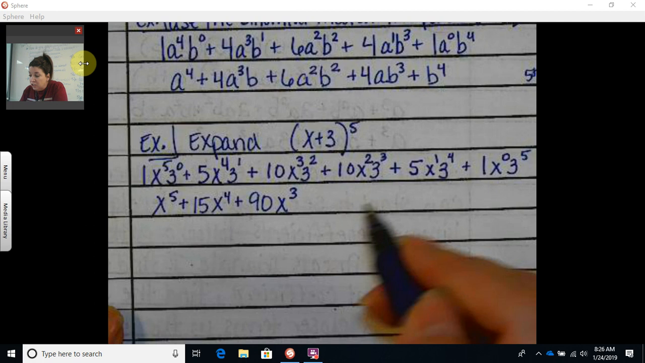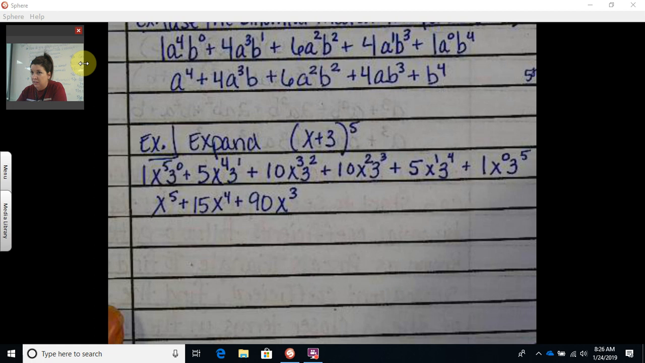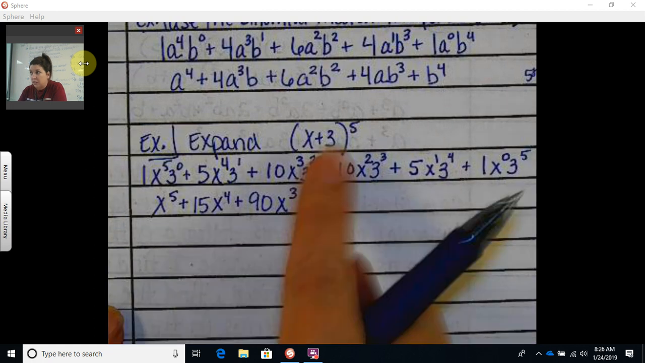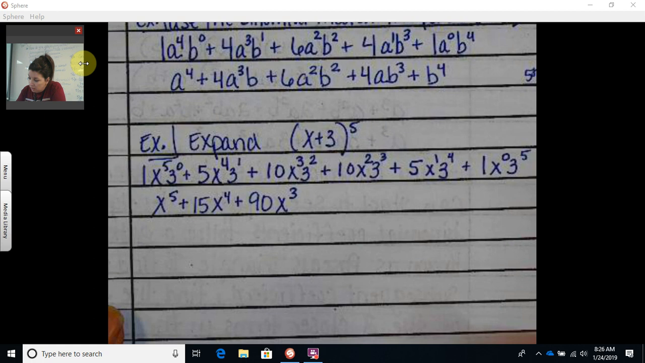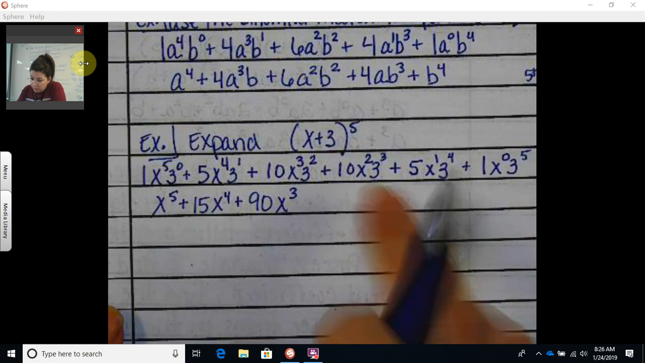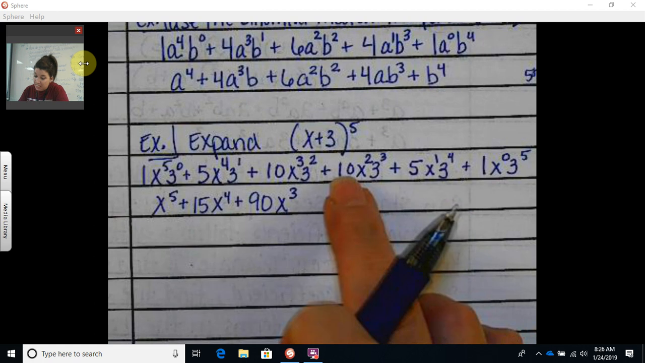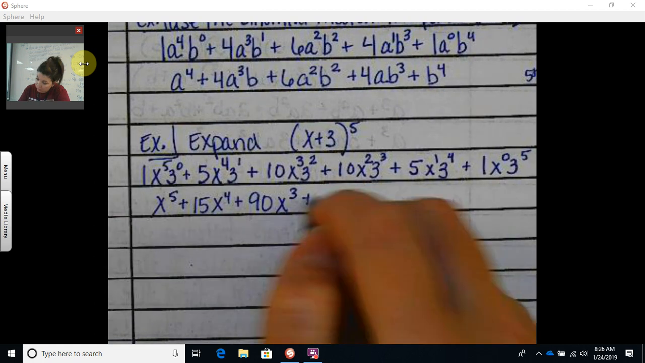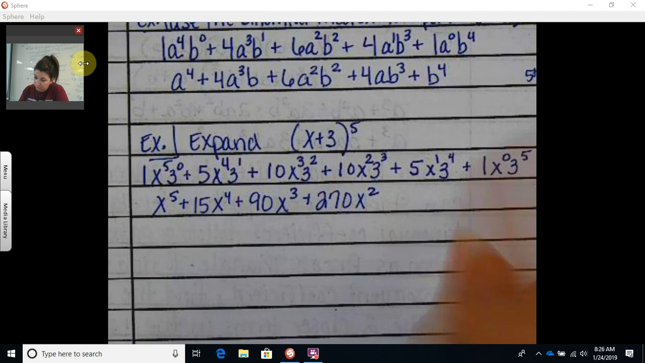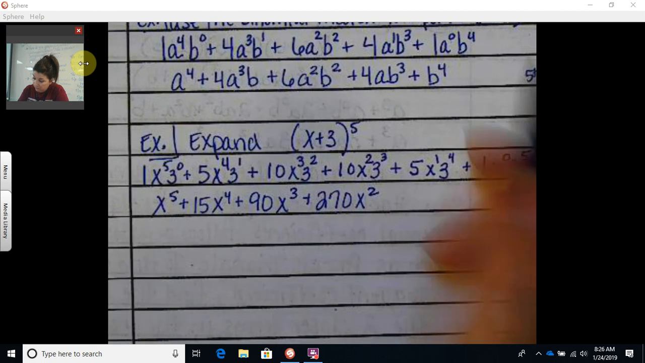So when we look at this one, it's not going to match the coefficients that we had in Pascal's triangle, is it? No, and that's because we had a number here, not a variable. All right? So where are we? Over here. What's 3 cubed? 27 times 10? 270x squared. Awesome. 3 to the fourth? 81 times 5?